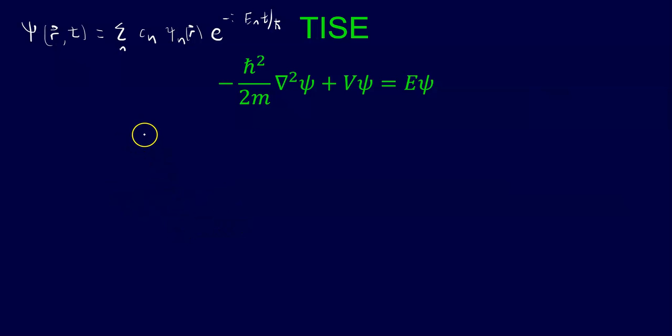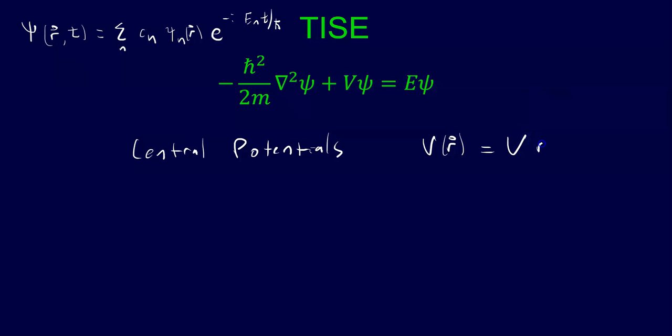Now, we're going to find that many of the applications we make in 3D are going to be with what we call central potentials. And a central potential is a potential, so our potential is assumed to be a function of r, but ends up being only a function of the absolute value of r. Like so. And so, potentials that only depend on the distance from the origin.